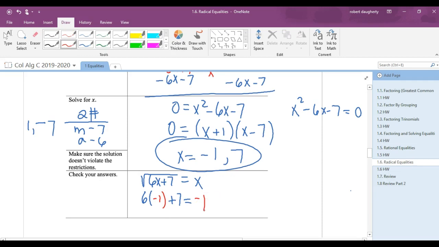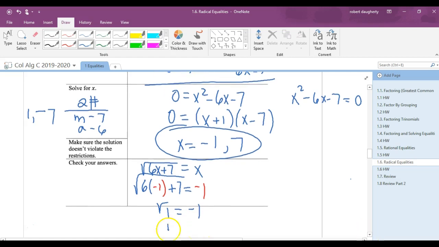What is 6 times negative 1? Oh, sorry, there's a square root there. 6 times negative 1 is negative 6. What's negative 6 plus 7? 1. Square root of 1 equals negative 1. What's the square root of 1? 1. Does 1 equal negative 1? No. What do you think that means?